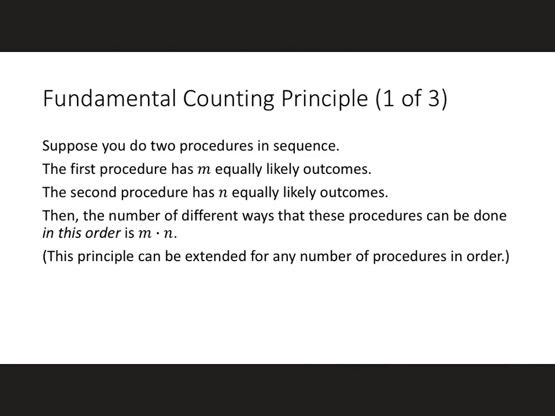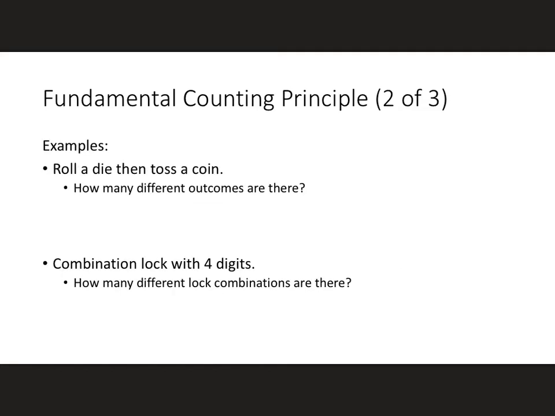So the fundamental counting principle is, suppose you do 2 procedures in sequence. The first procedure has m equally likely outcomes. The second procedure has n equally likely outcomes. Then the number of different ways that these procedures can be done in this order would be m times n. This principle can be extended for any number of procedures in order. So this, again, looking at that counting principle, we have roll a die and then toss a coin. How many different outcomes are there?